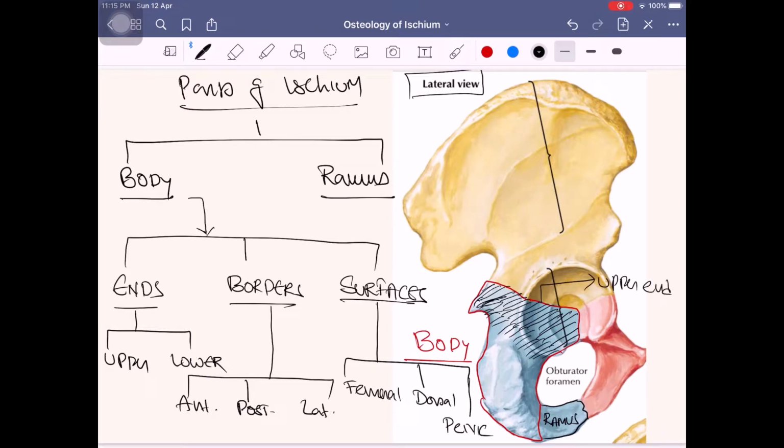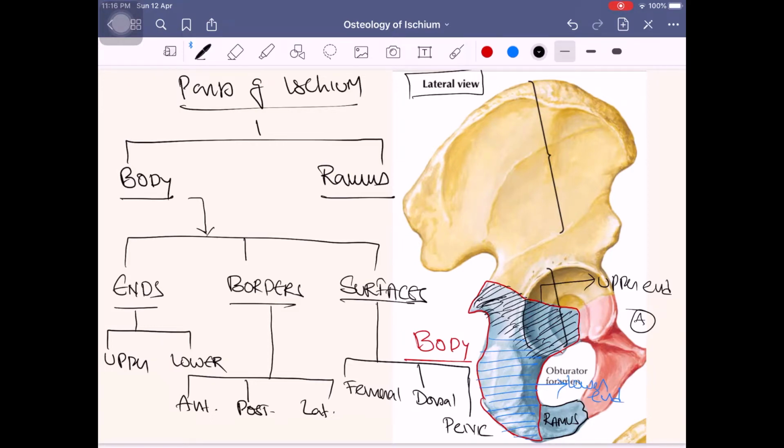Whereas the remaining part which is left out, I will shade entirely with blue. Now this portion you can call as the lower end. So the upper end is the smaller part, and it can be divided again into an anterior part. This is the anterior part, which is again taking part in the formation of your acetabulum.